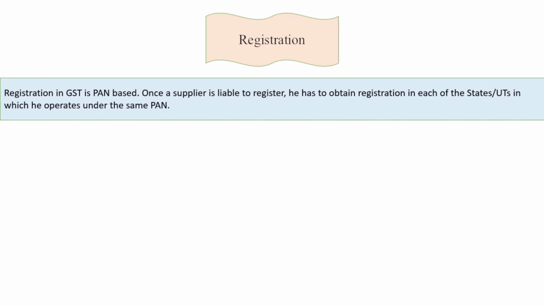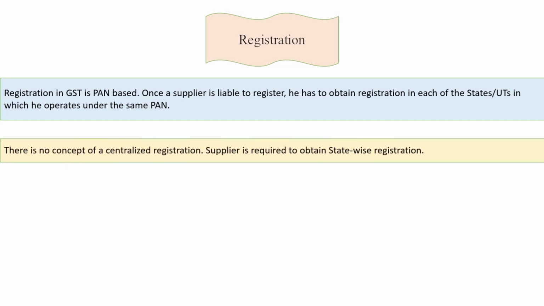Once a supplier is liable to register, he has to obtain registration in each of the states or UTs in which he operates under the same PAN. That means if he is doing business in Gujarat, he has to obtain registration in Gujarat. If he is doing business in Maharashtra, he has to obtain different registration in Maharashtra. So for each state and UT he has to obtain different registration. इसका मतलब ये होता है कि हर एक स्टेट में अलग अलग रजिस्ट्रेशन लेना पड़ता है और हर एक यूटी में अलग अलग रजिस्ट्रेशन लेना पड़ता है if he is doing business in that particular state or UT.